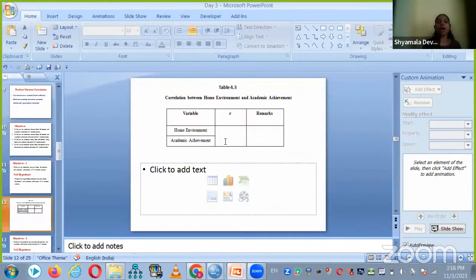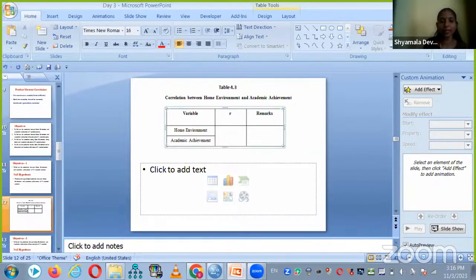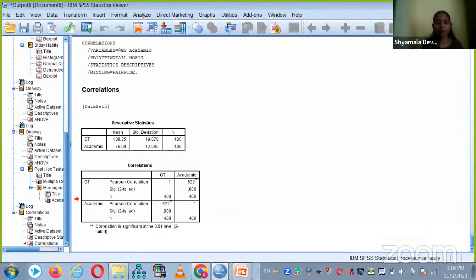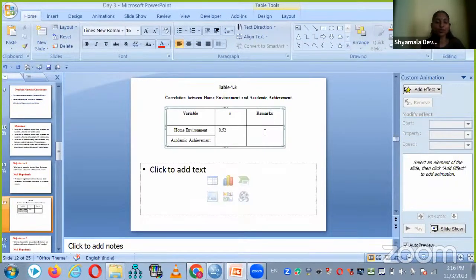Now, what is the R value for home environment and academic achievement? It is 0.5, I don't know the exact value. 0.522. Okay, 0.52. So under remarks, you are supposed to write moderate positive correlation.